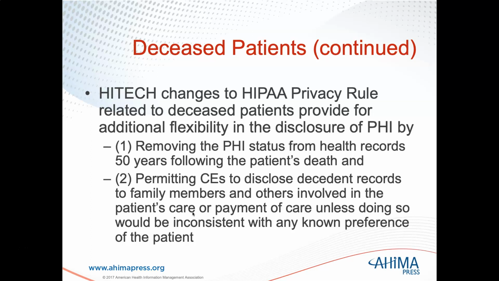HITECH also changed HIPAA's privacy rule as it relates to deceased patients by saying that covered entities can disclose the deceased's record to family members and others that are involved in the patient's care or in getting payment of care, unless doing so would be inconsistent with any known preference of the patient. So if the patient said, I don't want my estranged family member to have a copy of my records while they were living, after they died, the covered entity would have to respect that.